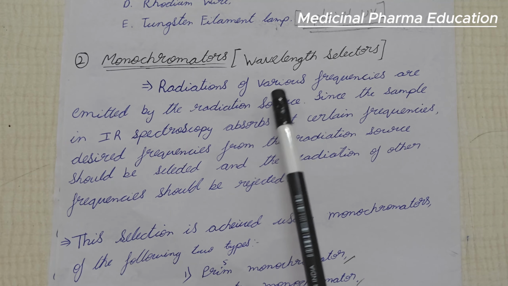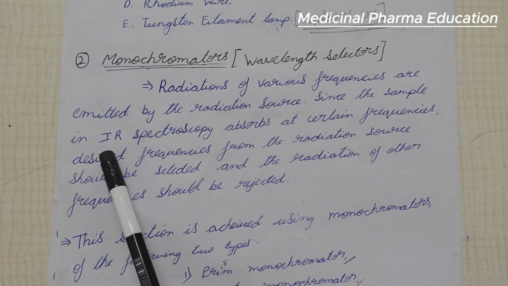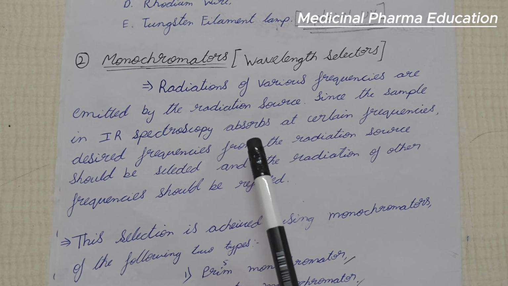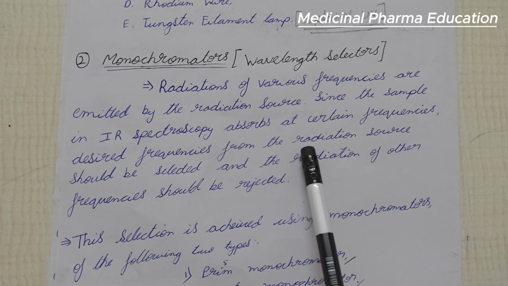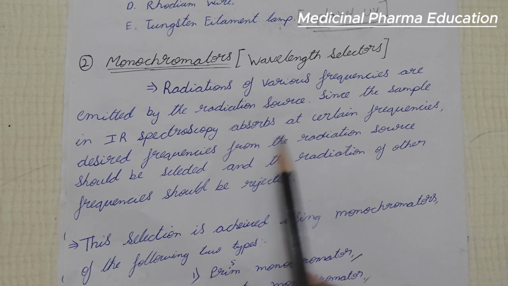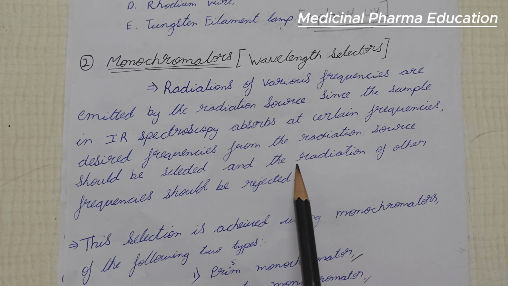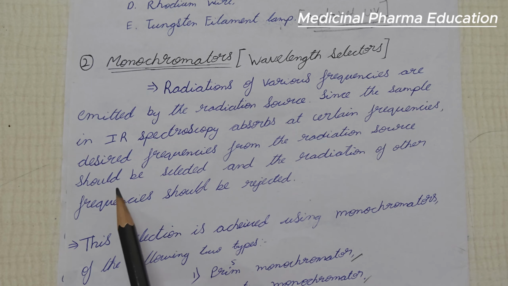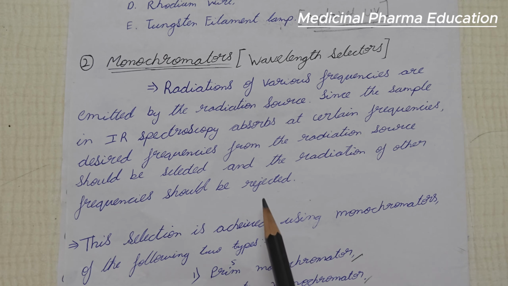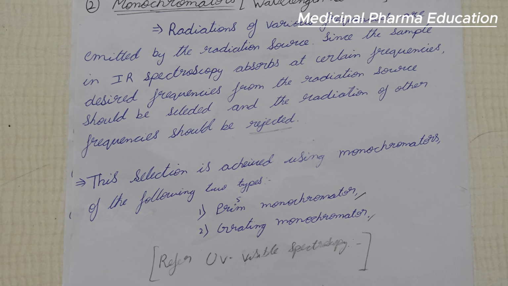Next, radiations of various frequencies are emitted by the radiation source. Since the sample in IR spectroscopy absorbs at certain frequencies, the desired frequencies from the radiation source should be selected, and the radiation of other frequencies should be rejected. As I already said, only the desired frequencies are absorbed by the sample. So the radiation source should be selected, and the radiation which is not required should be rejected. I think you have understood the monochromator function.